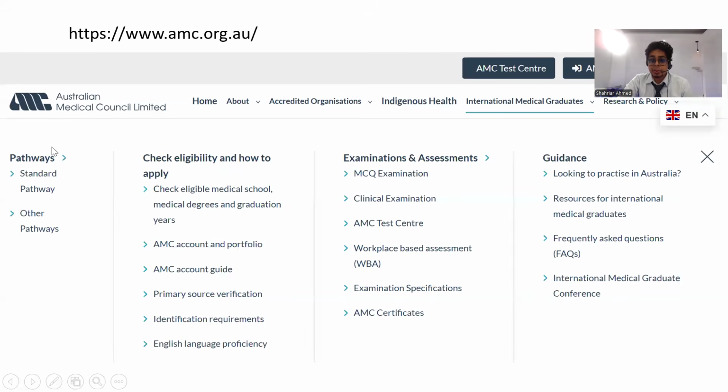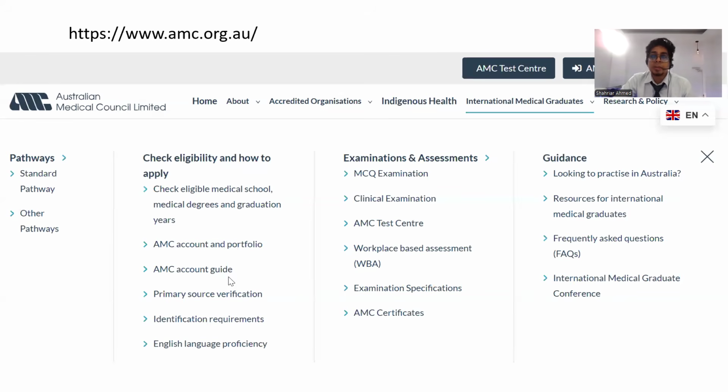First of all, for those of you who are very new, I'd like to show you the official AMC website and how it looks. Those of you who are medical students right now, or a senior doctor who never knew about AMC, just had to know about this session. I'm showing you the laptop view. When you click on accredited and international medical graduate, this is how it looks.